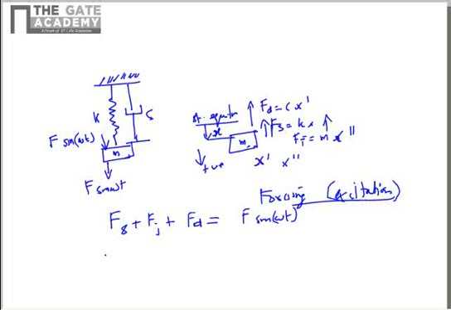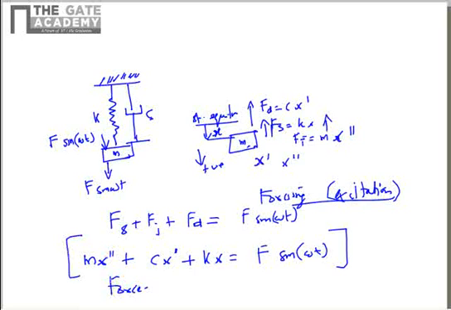Forcing or excitation. So F of spring is kx. We will write down the inertia force first, the acceleration term, in descending order, then damping, that is Cx dash, plus the spring force, that is kx, is equal to F sine omega t. So this is the equation of forced damped vibration.